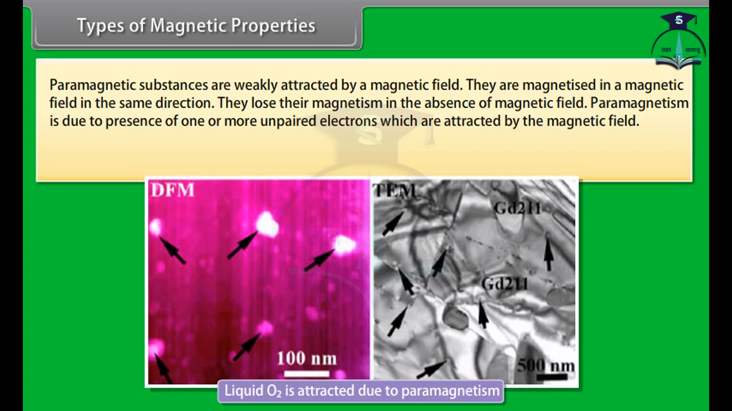They are magnetized in a magnetic field in the same direction. They lose their magnetism in the absence of a magnetic field. Paramagnetism is due to presence of one or more unpaired electrons which are attracted by the magnetic field. O2, Cu2+, Fe3+, Cr3+ are some examples of such substances.